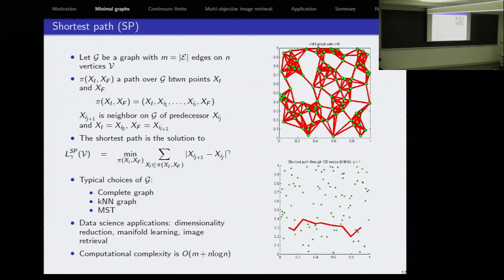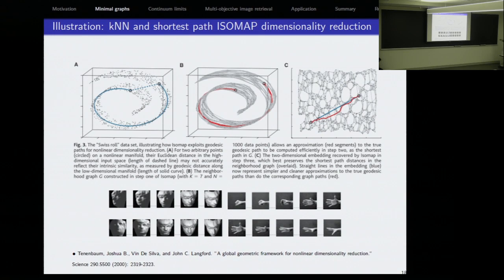And I should say the shortest path in terms of gamma equal to 0 to 1. So I'll mention that in just a minute.